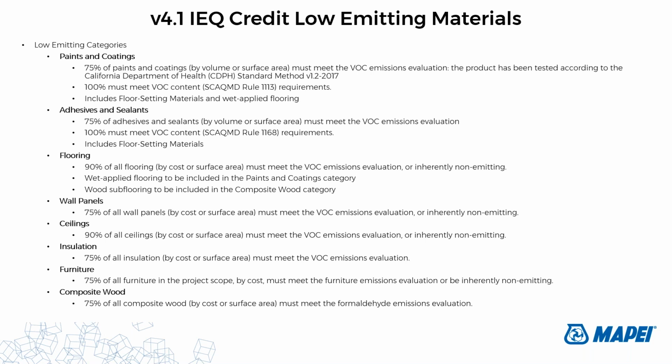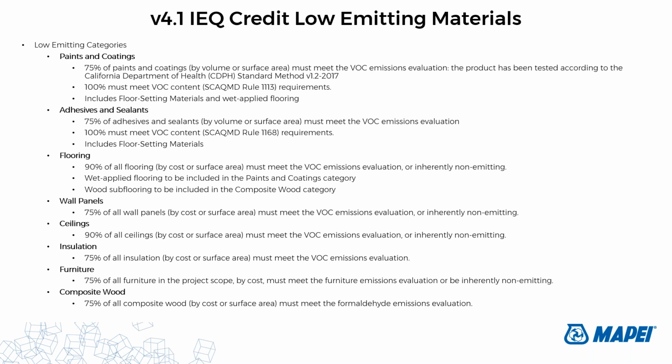There are 8 categories in this credit. There are up to 4 categories related to flooring and floor setting materials. The obvious category there, flooring. This category includes all types of hard and soft surface flooring. So carpet, ceramic, vinyl, rubber, engineered solid wood laminates, raised floors, wall base, underlayments, and other floor coverings that I didn't mention.